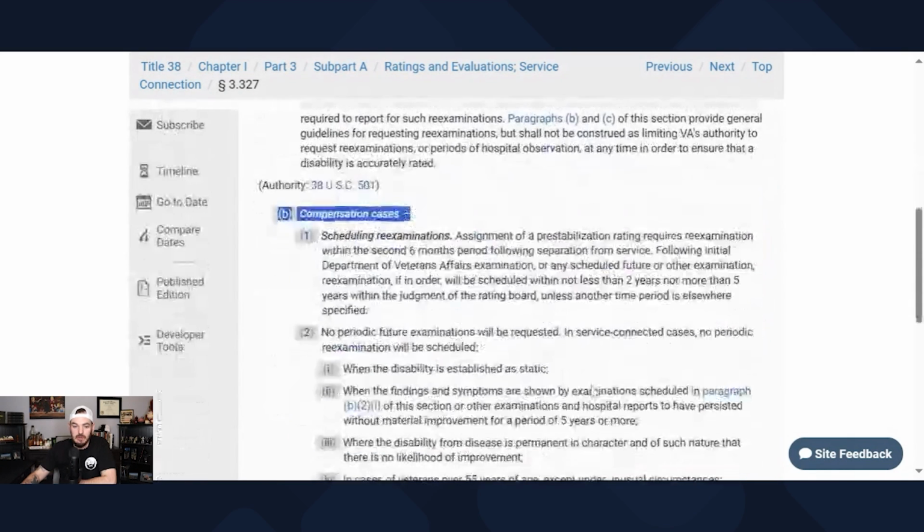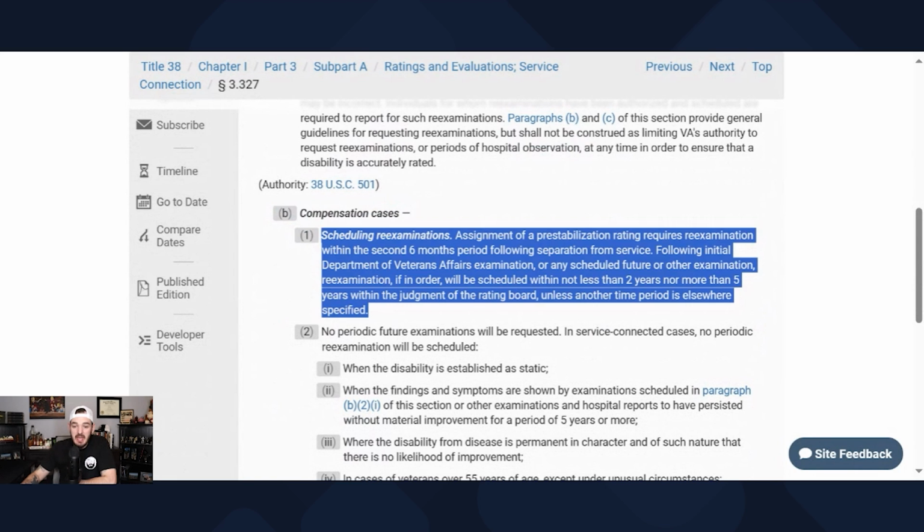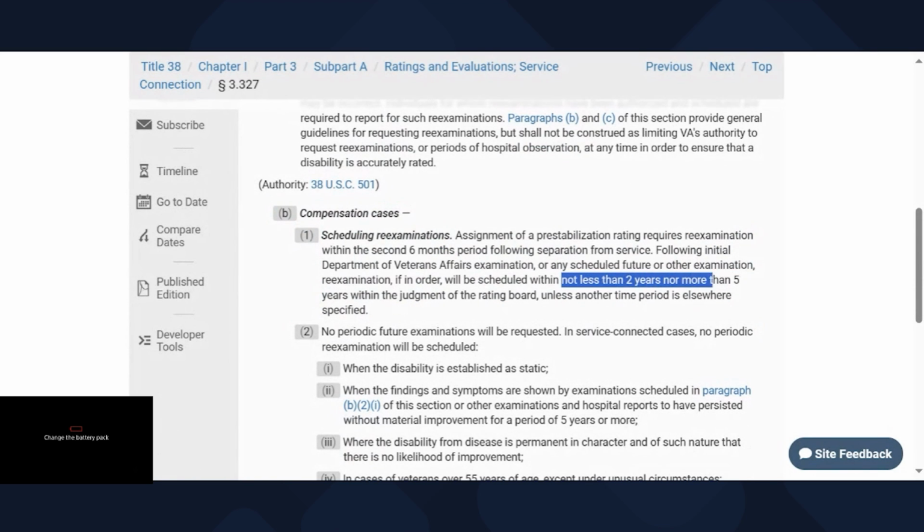Here you go. The first is the general. You can read that if you want. That's fine. I want to show you scheduling reexaminations. You can read that, and it says within not less than 2 years nor more than 5 years. Yes, my camera died. You don't need to see my ugly face. All right. So not less than 2 years, nor more than 5 years. So your condition cannot be rated again in less than 2 years, right? That gives you 2 years to build medical evidence. That's pretty much how I interpret that. But not more than 5 years.